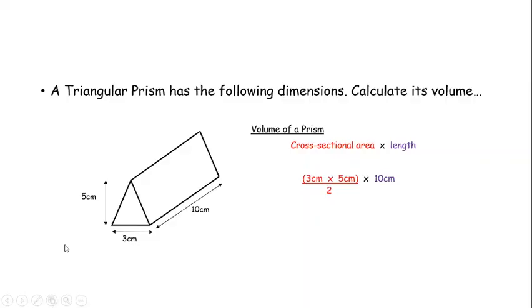Now the area of the triangle is base times height divided by 2, or base times height times a half. So the base is 3 centimeters, the height is 5 centimeters, 3 times 5, and we're halving it. And then we want to multiply, so that's my area, then we want to multiply it by the length of the shape, which is 10. So 7.5 centimeters squared times 10, so we have 75 centimeters cubed. That is the volume, how much space this shape here is taking up.